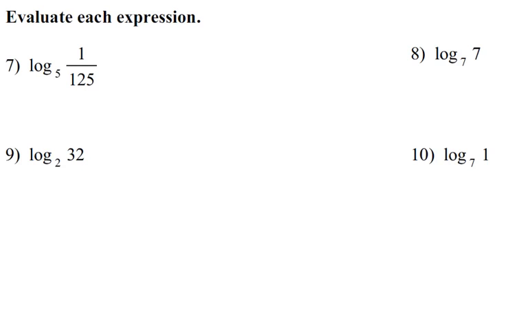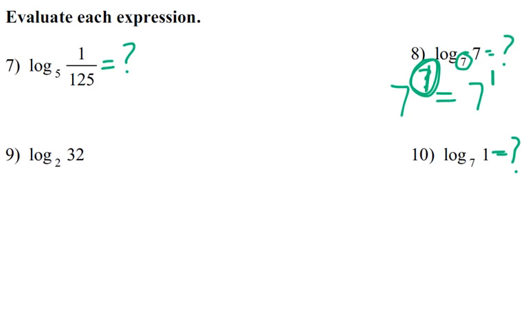Alright, now, evaluating each expression. They want us to figure out essentially what the answer would be. Okay? Now, number 8 and number 10 should be really simple, because these are special rules. So the way to think about it is, number 8, there's my base of the exponent equals 7. Well, 7 is just to the first power, right? So what would this log base 7 of 7 equal? It would have to equal 1. Okay? That 1 is what goes in that position.